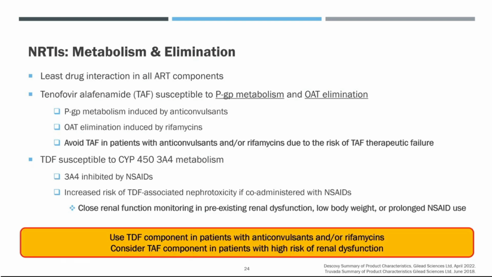So the bottom line here is to make sure to use TDF components in patients using anticonvulsants or rifamycins, and consider using TAF components if you have a patient who is at high risk of renal dysfunction. Therefore, TDF components should be completely avoided.